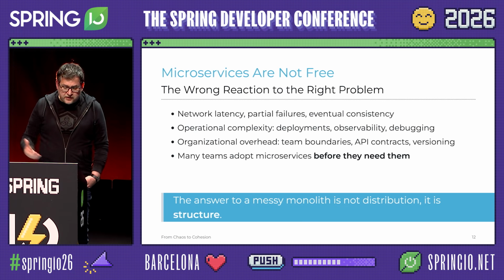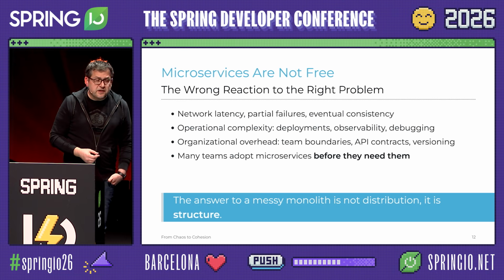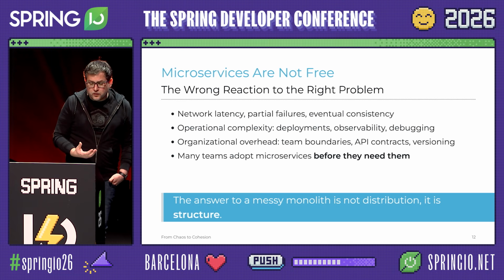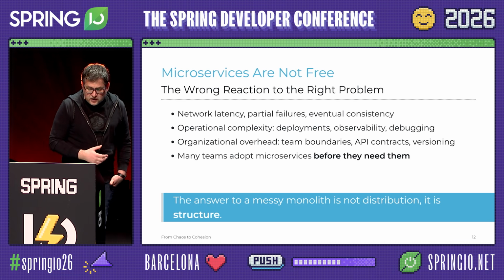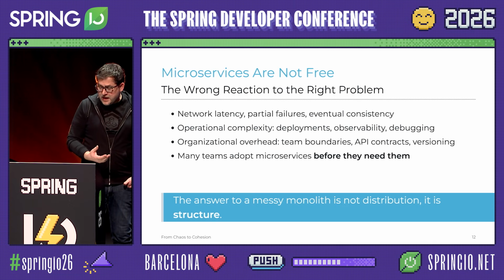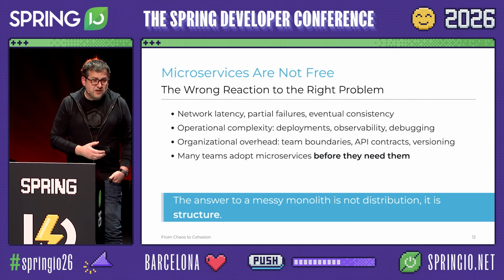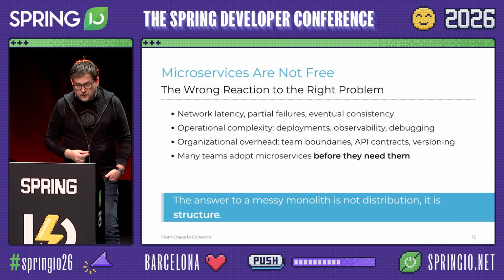You know, network latency, partial failures, eventual consistency. These kinds of things are difficult. And to operate the whole thing is not that easy. You also have organizational overhead, right? Team boundaries, API contracts, versioning you need to apply, and you may not want to go there, right?